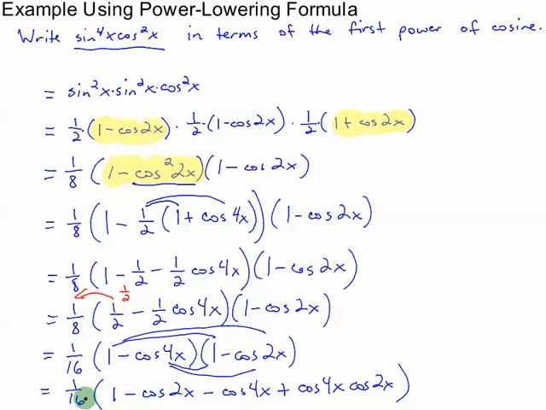Now, the only thing left to multiply is to distribute my 1/16, but that is not going to yield any higher power of cosine. This is cosine to the first, cosine to the first, cosine to the first, cosine to the first. So we've met the requirement that everything's in terms of the first power of cosine, and we could stop. Or we could distribute the 1/16 and then call it a day.